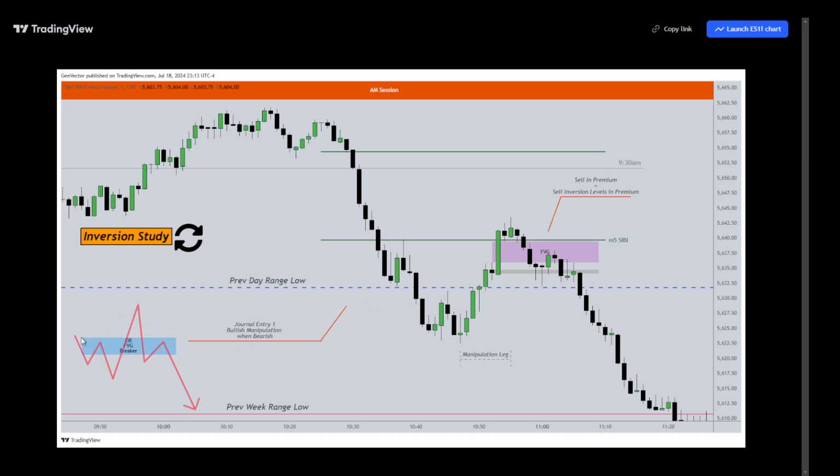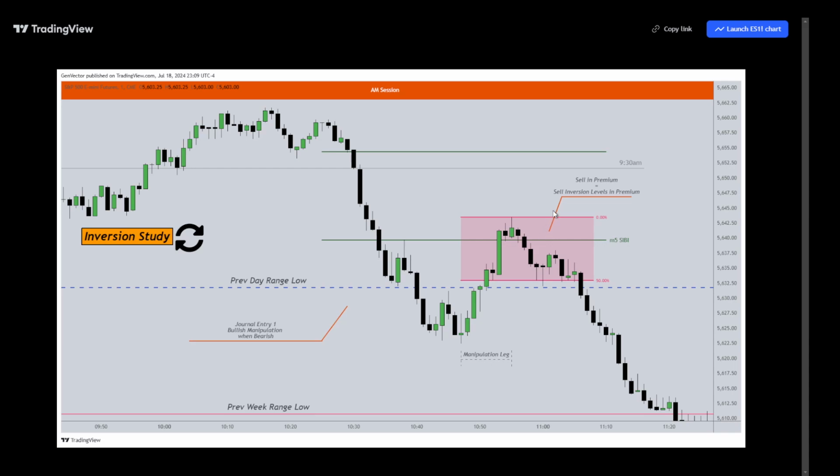Now on the bottom left is just a description of what we're using to frame an inversion. So we're looking for some array in our manipulation leg that will then get broken. A candle close, for example, below it. It will revisit it and then go lower. So specifically this fair value gap, when price breaks below it, it will revisit it and then go lower. On this order block, when price breaks below it, candle close, it will revisit it and then go lower.